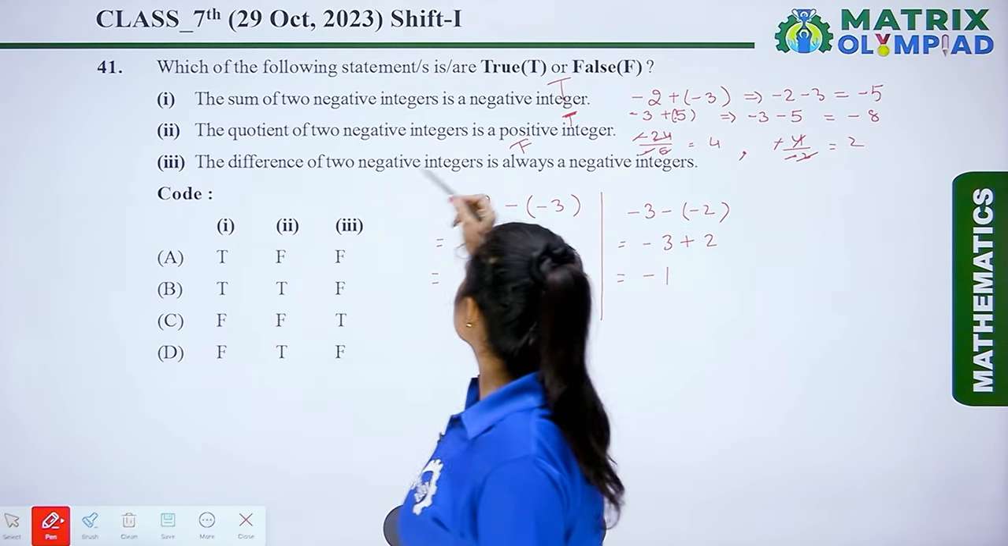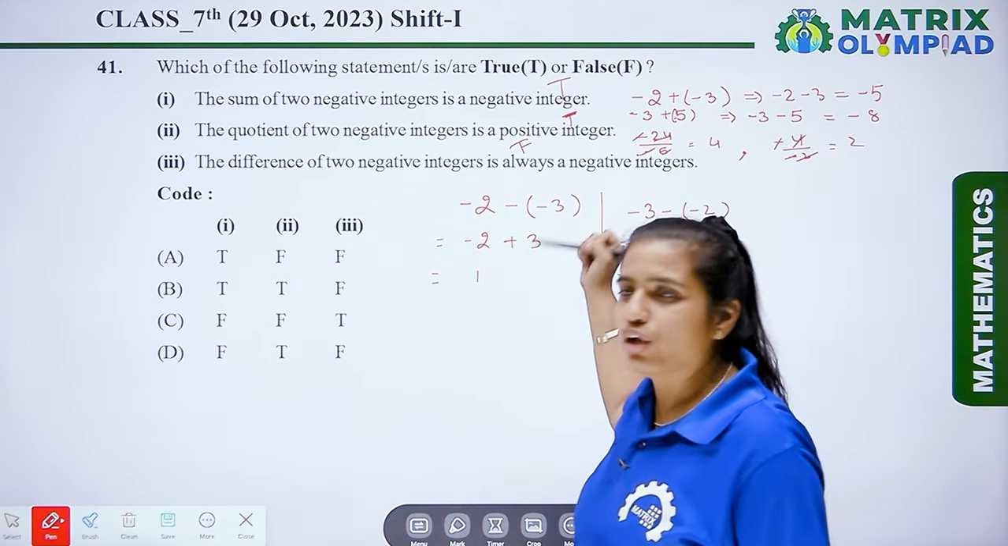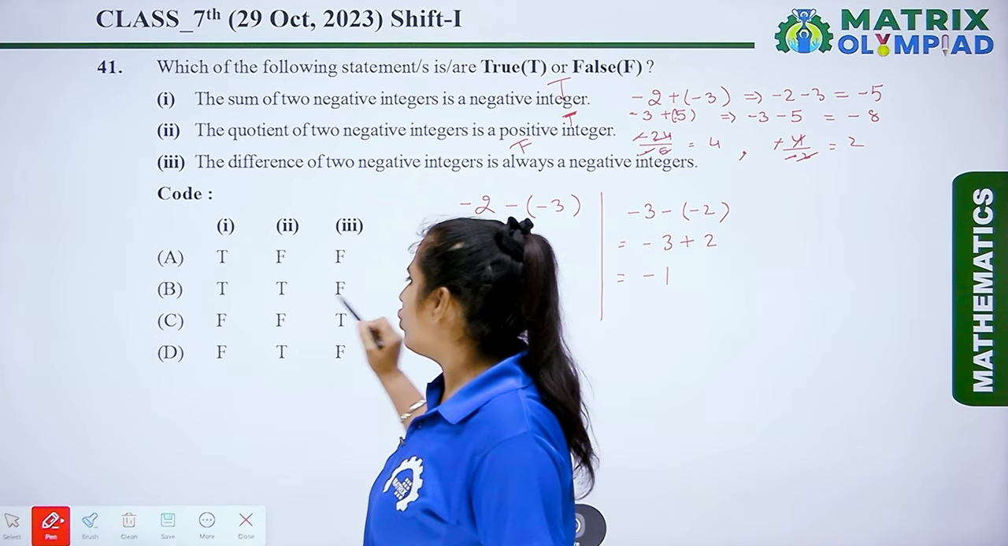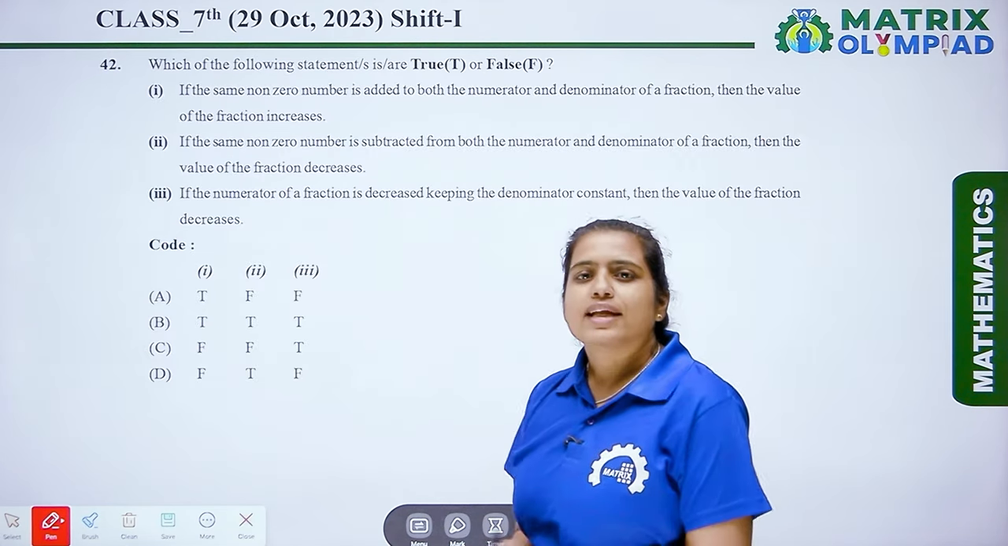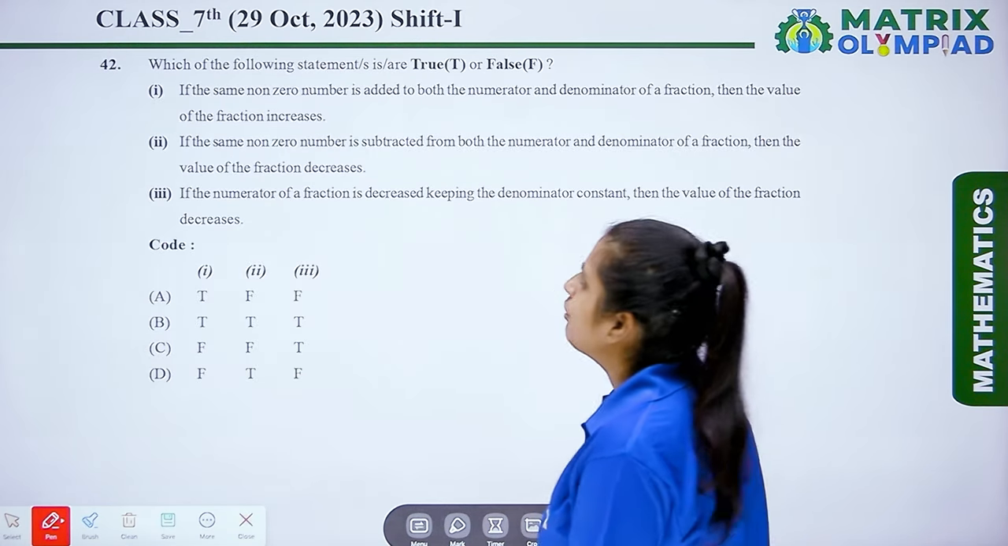So, here, the sequence is true, true and false. True, true, false is in the B option. So, option B is the correct answer. Now, let's start the next question, question number 42.